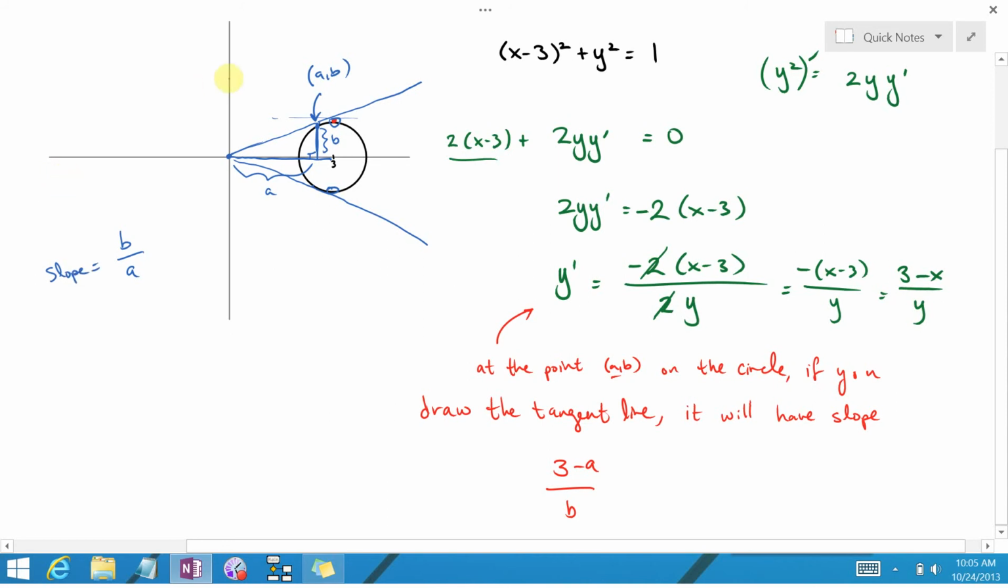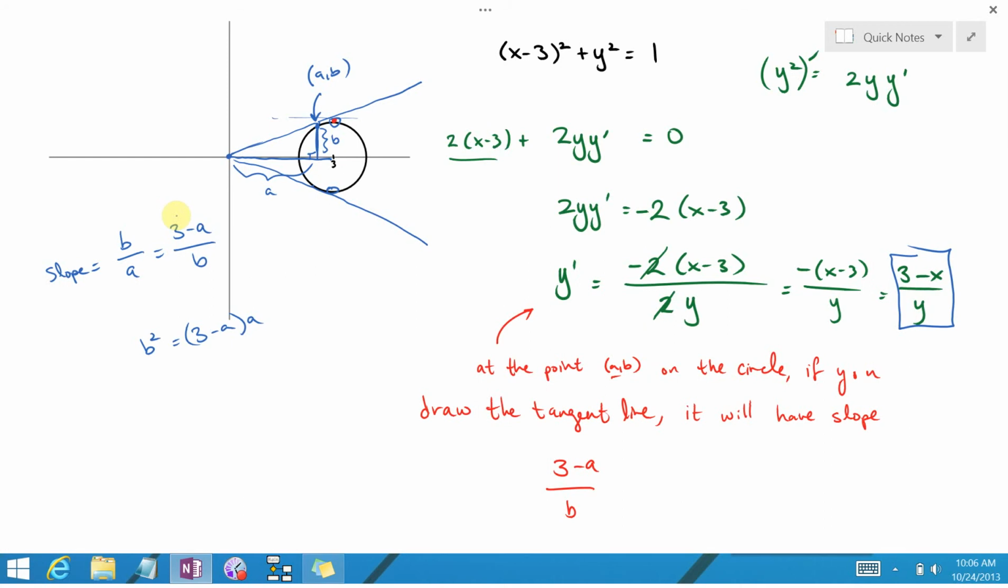But if it's going to be tangent to the circle, then the slope must also be 3 minus the x coordinate divided by the y coordinate. 3 minus a divided by b. Okay, well, what does this tell us? If b over a is the same as 3 minus a over b, well, multiply both sides by b squared and by a, and you get 3 minus a times a equals b squared, right?